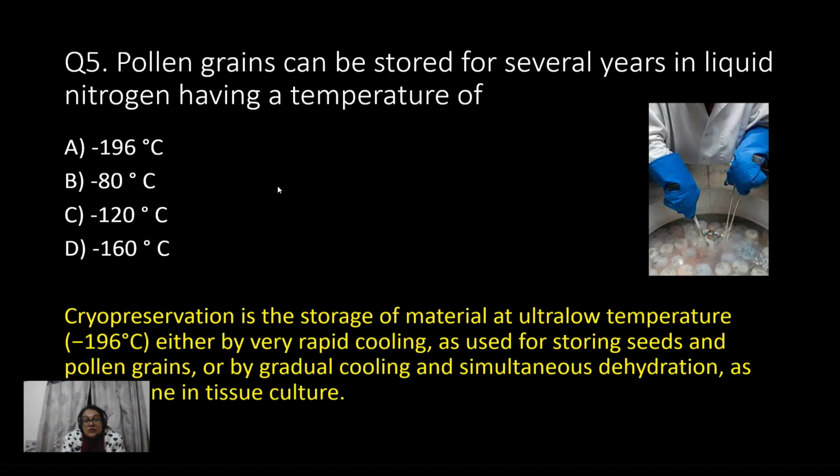Let's move to the last question. Pollen grains can be stored for several years in liquid nitrogen, having a temperature of, you have to identify the temperature of liquid nitrogen. So this technique is called cryopreservation, and here the liquid nitrogen has a temperature of minus 196 degrees centigrade.